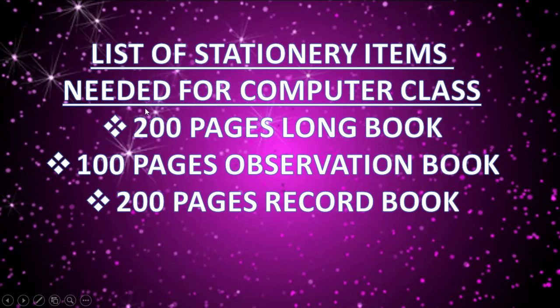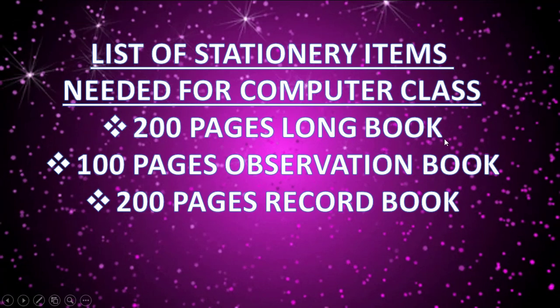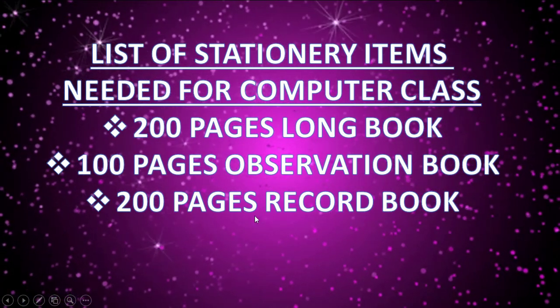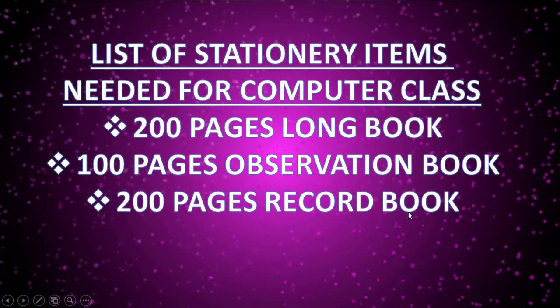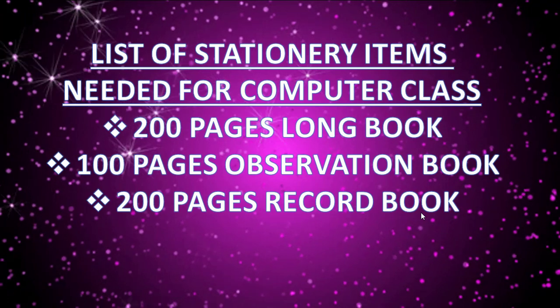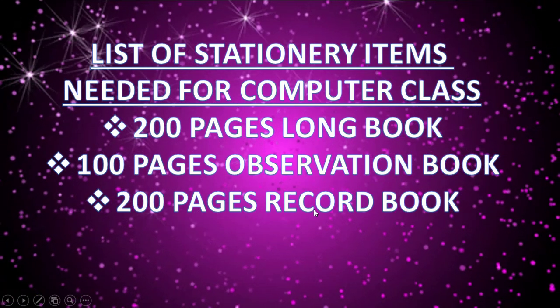The list of stationery items needed for the computer class: you need a 200 pages long book for writing the theory, a 100 pages observation book for writing the practical programs, and a 200 pages record book for writing the practical programs. Once you write the programs in the observation book, then you can copy it in the record book.